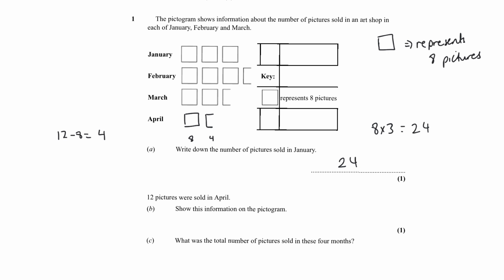Now it says, what was the total number of pictures sold in these 4 months? We've worked out that January was 24. For February, we've got 3.5 boxes. We already know that 3 boxes is 24, but half a box is 4, so 24 plus 4 is 28 in February. Then March has 2 boxes, and 2 times 8 is 16, plus half a box, which is 4, so that's 20 in March, and we've already been told that April is 12.